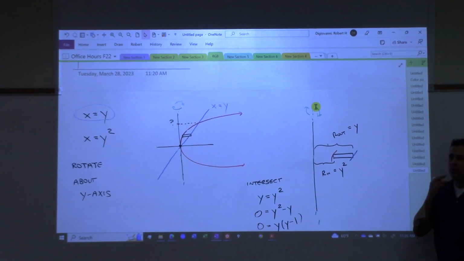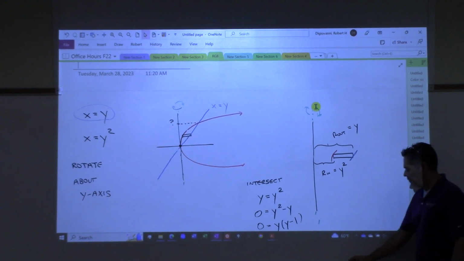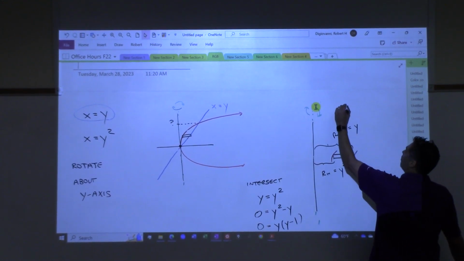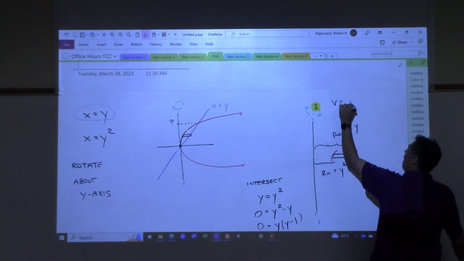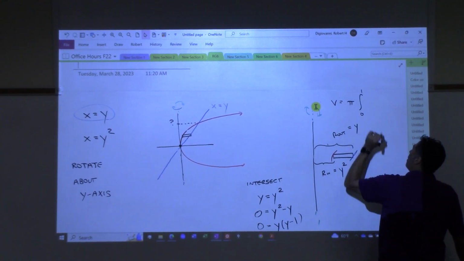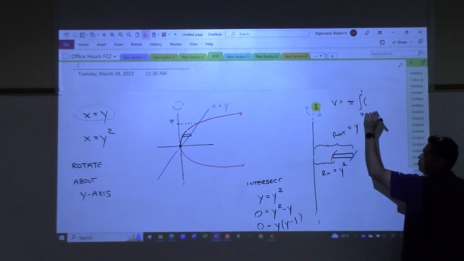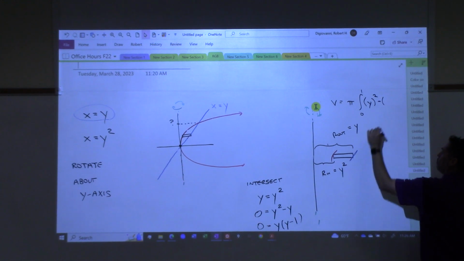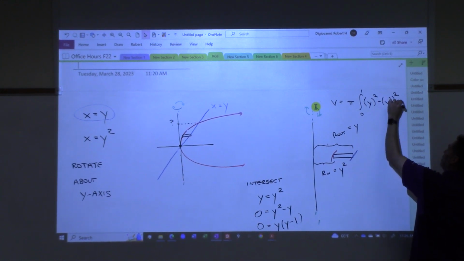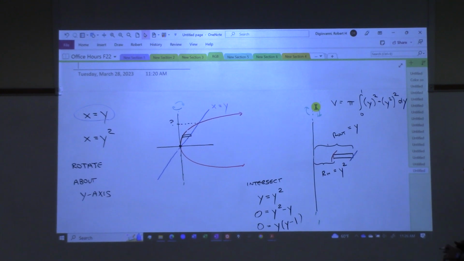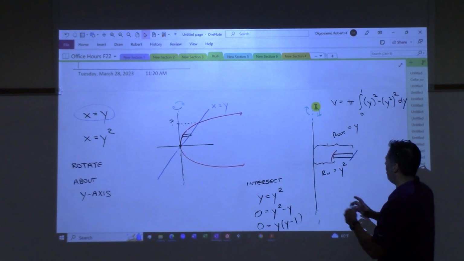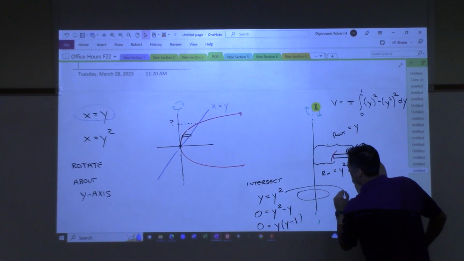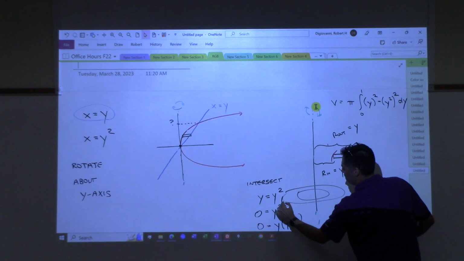Everything else is the same formula. Pi, right? Integral r out squared minus r in squared. So here it is. The volume of that will be pi integral from 0 to 1 of the r out, which was y, squared, minus now the r in, which was y squared, squared, dy, because I'm doing everything with respect to y. So this is still a washer, but it's a washer that goes this way. Well, I never drew it, but our washer goes this way instead.